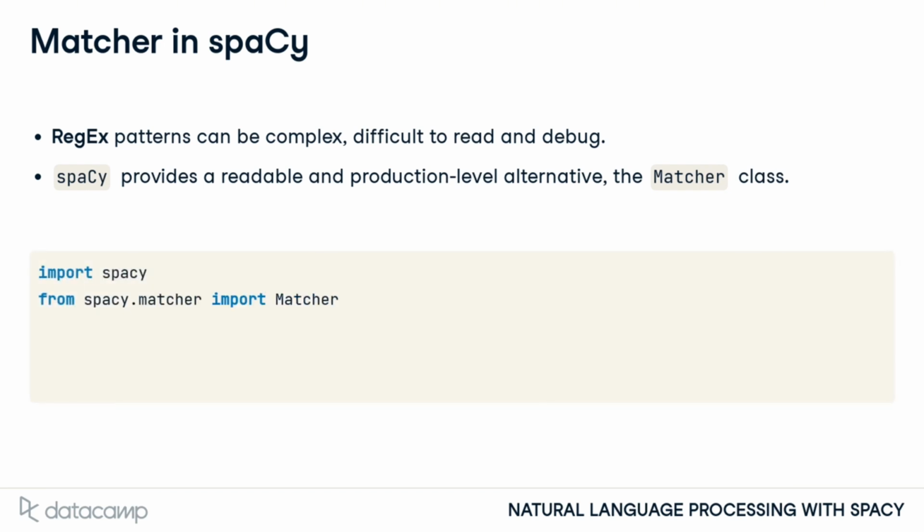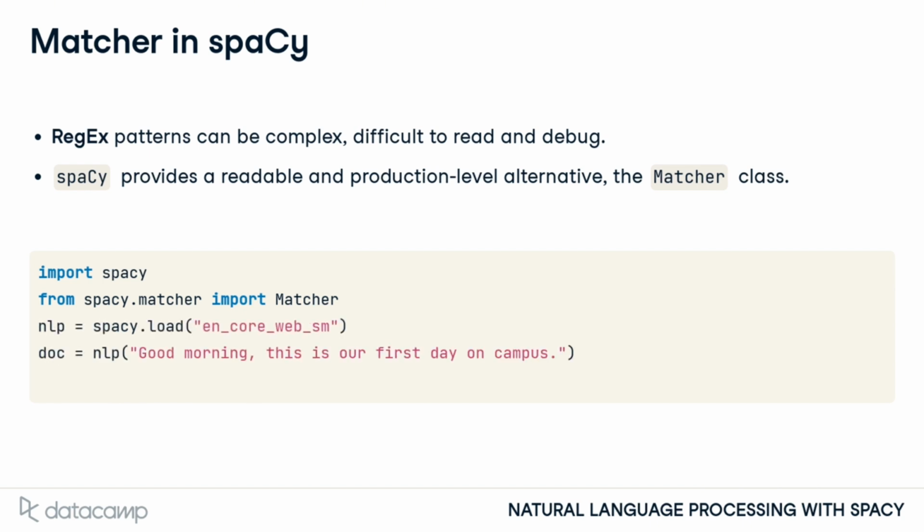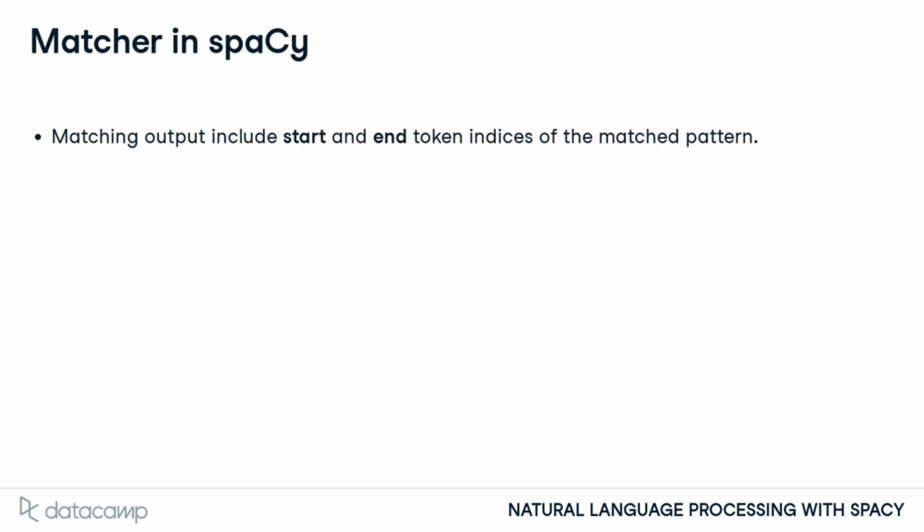We first import Spacy and the matcher class. We then load the en_core_web_sm model and run the model on the given text to generate a doc container. Next, a matcher object is initialized with the given model's vocabulary by using Matcher within parentheses nlp.vocab. Next, we define a pattern to match lowercase good and morning by defining a list with two key value pairs. The first one has a key of lower and value of good, and the second one has a key of lower and value of morning.